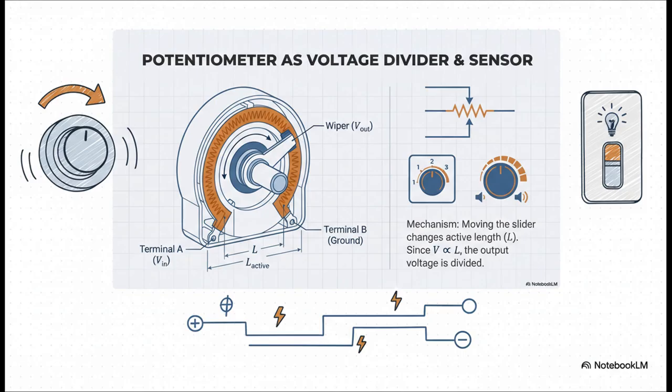In fact, you probably use this principle every single day and don't even realize it. You know the volume knob on a stereo? Or a dimmer switch for a light? Yep, those are just simple potentiometers. When you turn the knob, you're just moving a contact along a resistive strip, tapping into a different voltage based on the length. You're literally dividing the voltage.